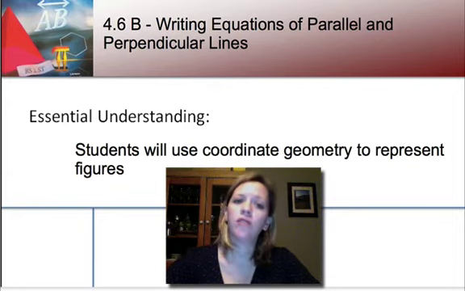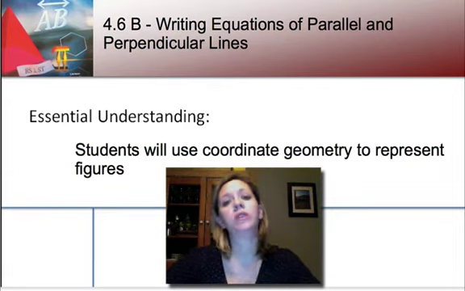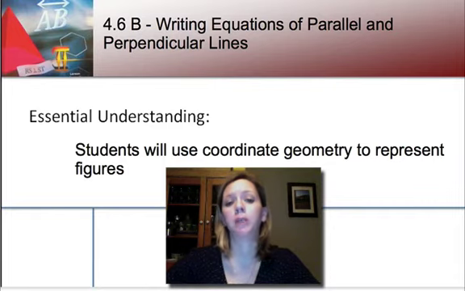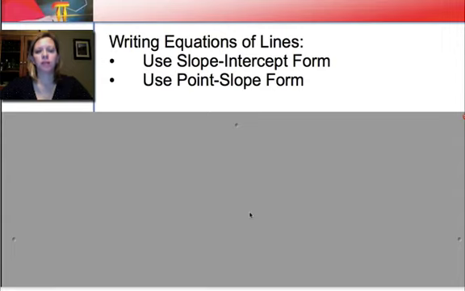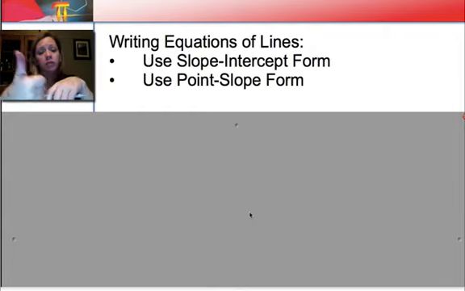In the second half of 4.6, we're going to focus on writing the equations of parallel and perpendicular lines. There's a couple different ways that we can write the equations of lines. One way is to use slope-intercept form, and another way is to use point-slope form.